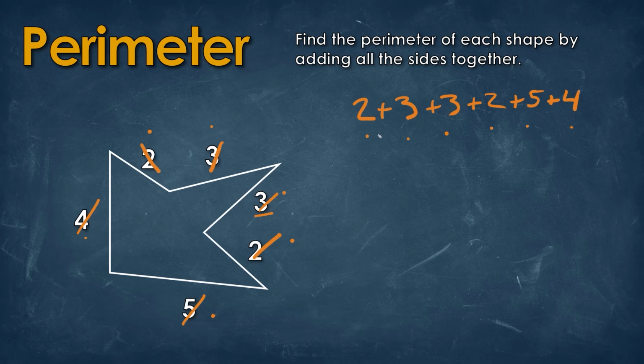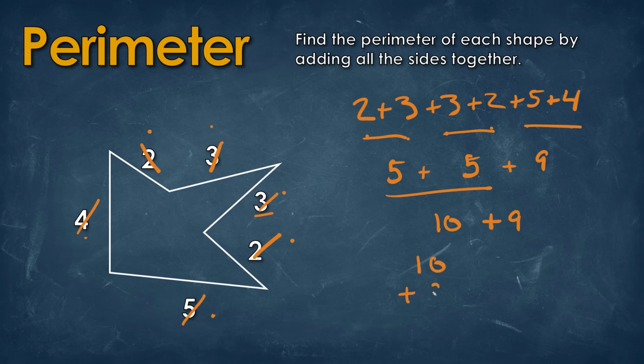So let's add these up by taking 2 numbers and adding each one together. 2 plus 3 is 5, 3 plus 2 is 5, 5 plus 4 is 9. Let's add these 2 numbers together. 5 plus 5 is 10, plus 9. If we add that together, 0 plus 9 is 9. We drop down the 1, and the answer is 19.